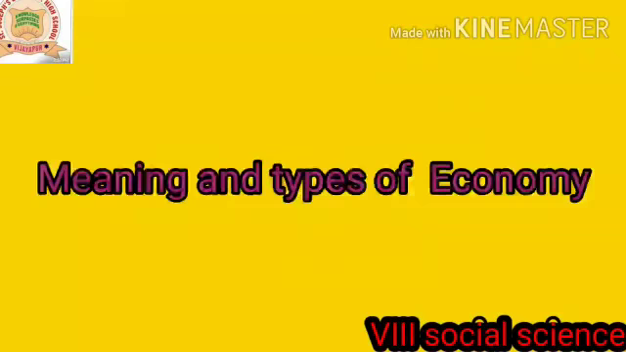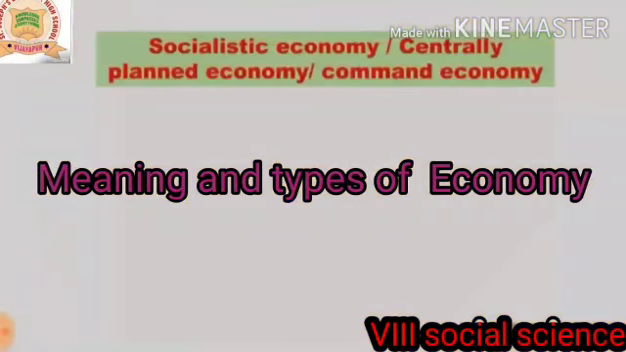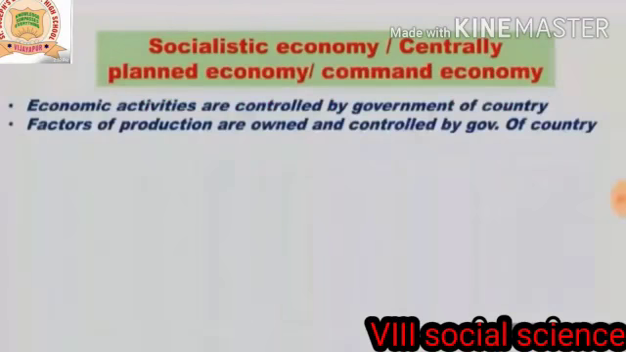We had started the economics second chapter, that is, meaning and types of economy. In the previous class we had learnt about the meaning and the features of the economy and the introduction to types of economy. So first we will learn about the socialist economy. It is also called a centrally planned economy or command economy.